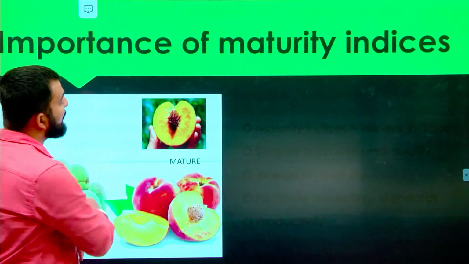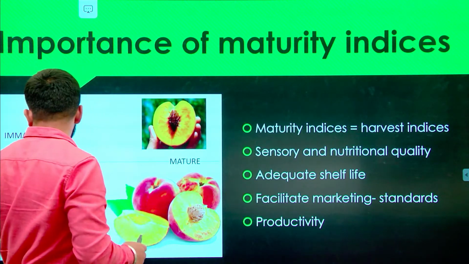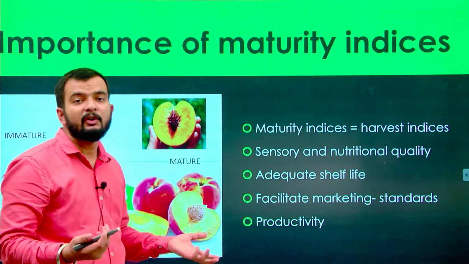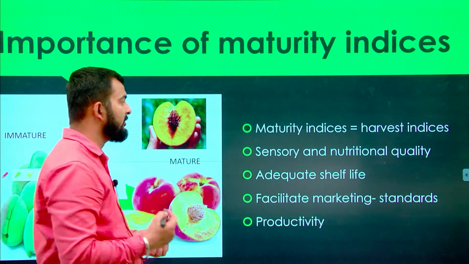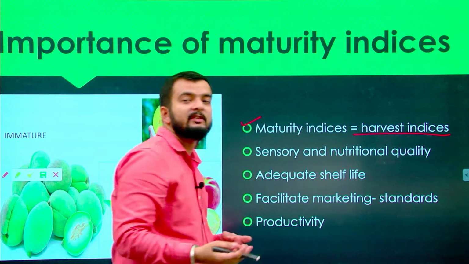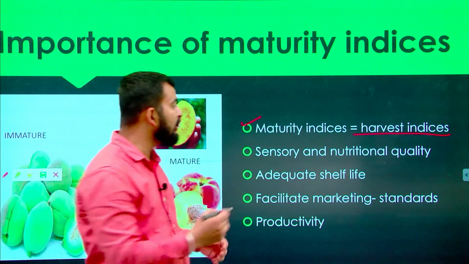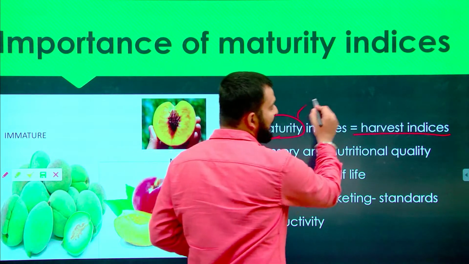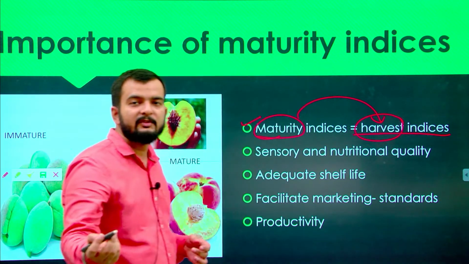Then we see about this maturity, or the importance of maturity first of all. See, we have studied till now what maturity was and why it is needed, why it is of paramount importance. Because maturity indices equal harvesting indices. That means the maturity of the fruit will tell you when to harvest the fruit. If the fruit is mature, you can harvest it.